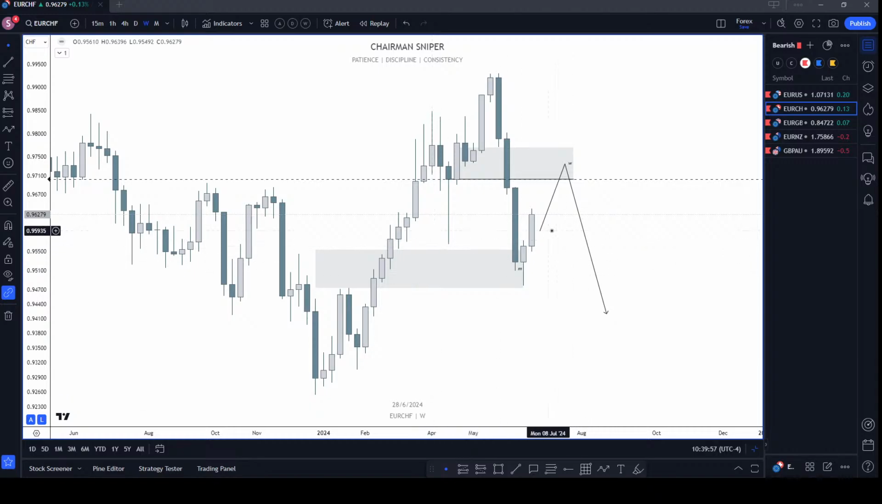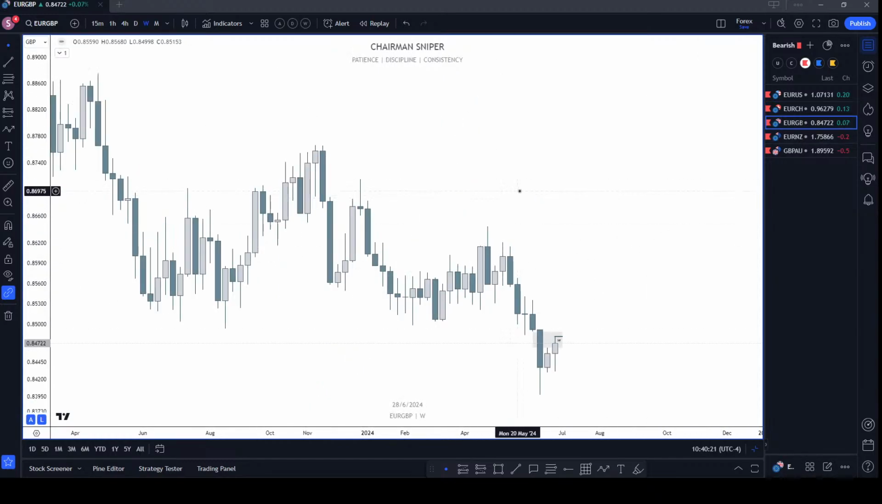If price does create a weekly fair value gap right here, I will not trade out of this weekly fair value gap. We will be needing more confirmation. Okay? Because we don't want a weekly fair value gap going into a weekly fair value gap. That does not indicate weakness. That indicates current strength in the current price leg.